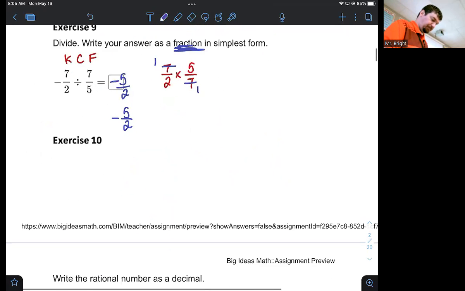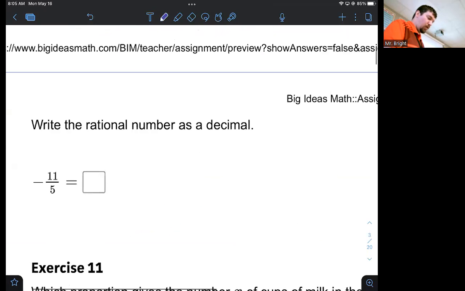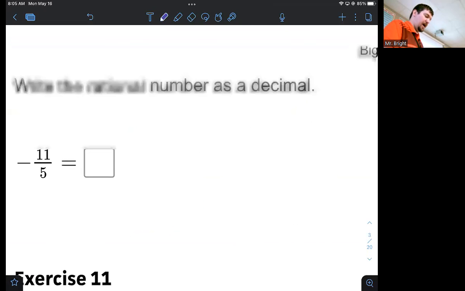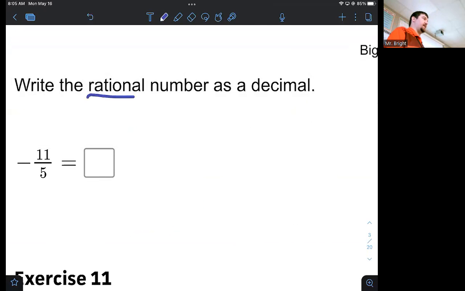All right, number 10. Write this rational number. Now, a rational number, remember, is a number that is basically a fraction or decimal, including repeating decimals. Write this rational number as a decimal. The first thing I notice about this number is its sign. It's negative. If you put a positive number, it'll say it's wrong. It is negative.